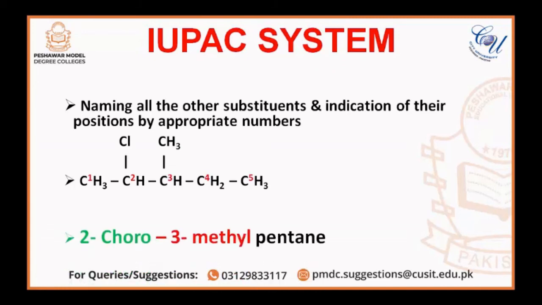So first we will write 2-chloro. In 2-chloro, 2 represents the position of chlorine. 3-methyl represents the position of the methyl group, which is not included in the chain, and the longest continuous chain holding 5 carbons, so we have pentane. So the name becomes 2-chloro-3-methylpentane.